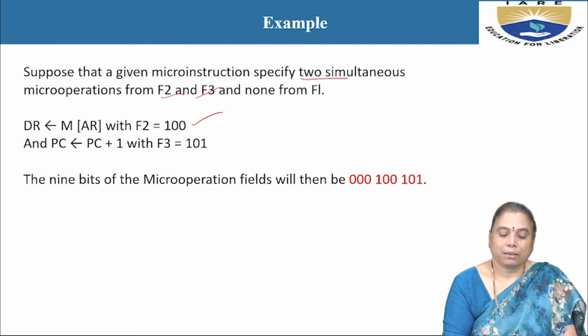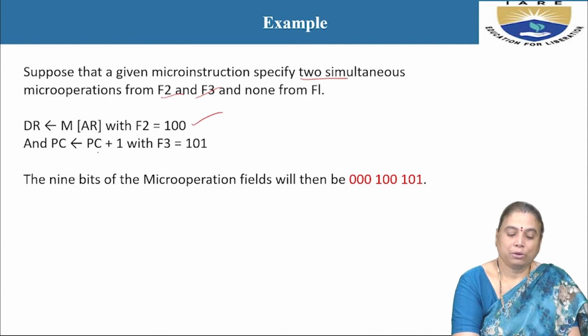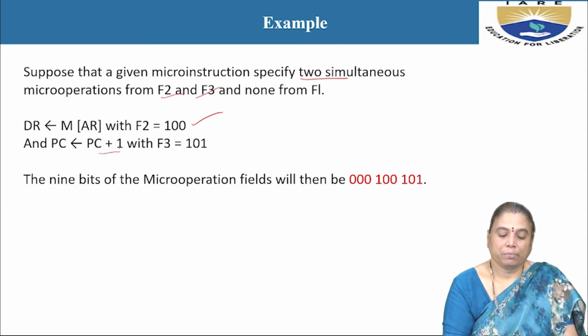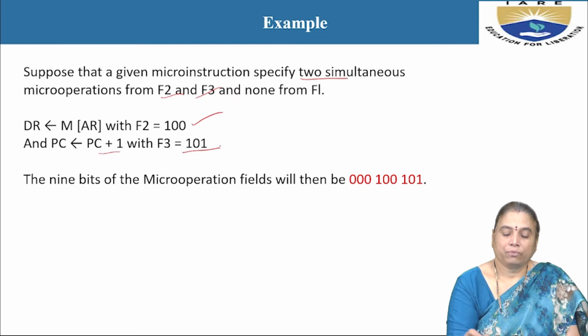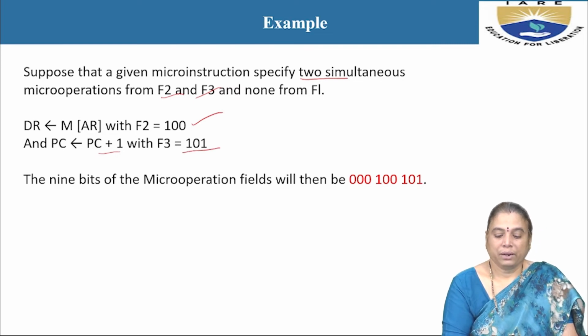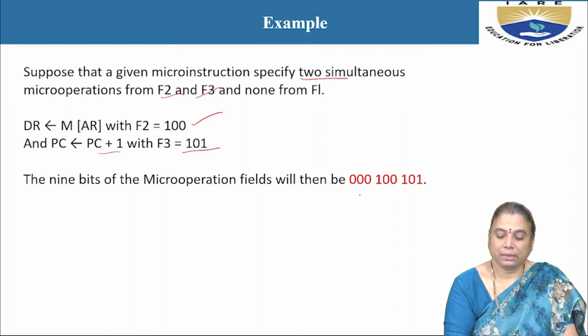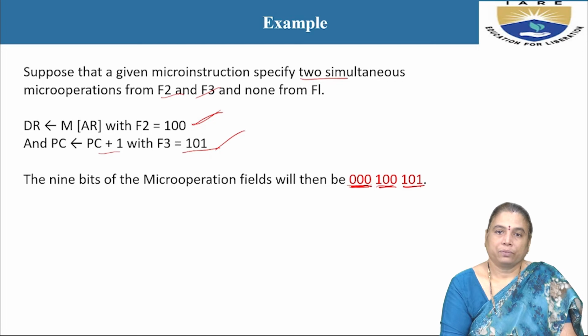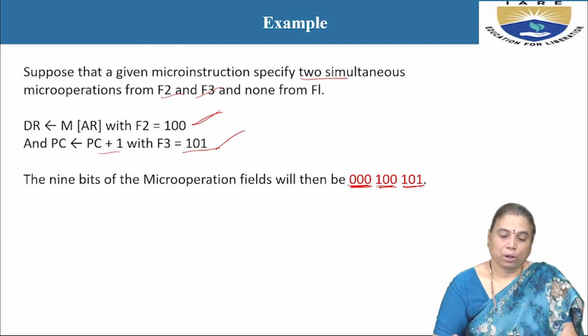The second simultaneous operation is incrementation of the PC value. The PC value is incremented by 1 and the result is shifted to the PC with F3 of 101. The bits of the micro operation are specified as follows: F1 is no operation, so it is 000, and F2 is 100 to initiate the memory read operation. Next, F3 is increment PC, INC PC, so it is 101. Like that, F1, F2, F3 can be used to specify the micro operations.